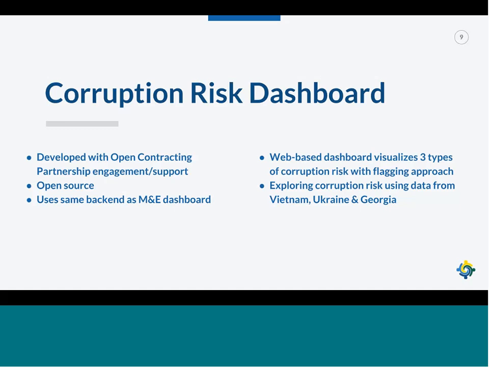So moving on to our corruption risk dashboard, this is our second tool we're developing with the Open Contracting Partnership's Engagement and Support, and we have published together a publication on the OCP website that explains a bit more about our methodology. This is also an open source tool. It uses the same M&E backend as the M&E dashboard, and it visualizes three types of corruption risk. Presently, we're using data from Vietnam, Ukraine, and hopefully soon from Georgia to test it out. It'll be publicly available and ready by hopefully the end of March.